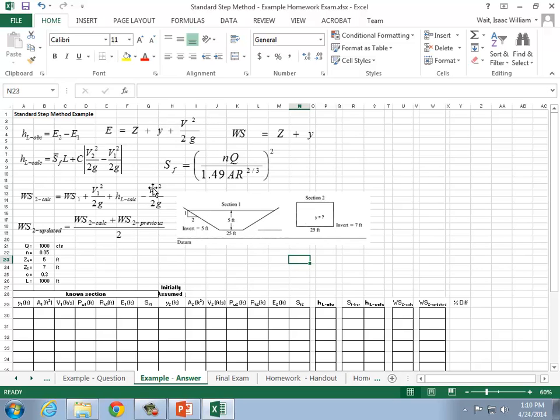Okay, so let's begin going through this spreadsheet process together. The first thing we need to do is fill in some of the information for the known section that simply isn't going to change. We know, for instance, that the depth at 1 is 5 feet. That's given here in our view of section 1.